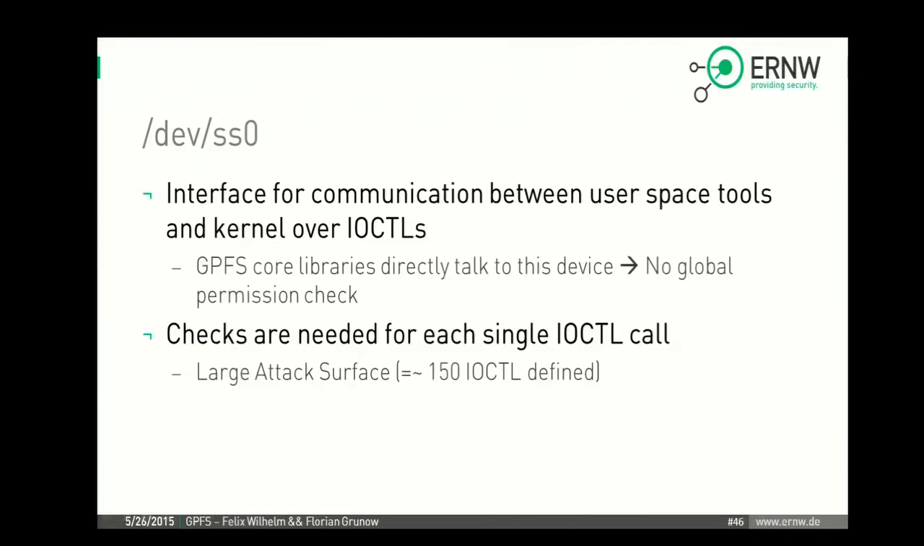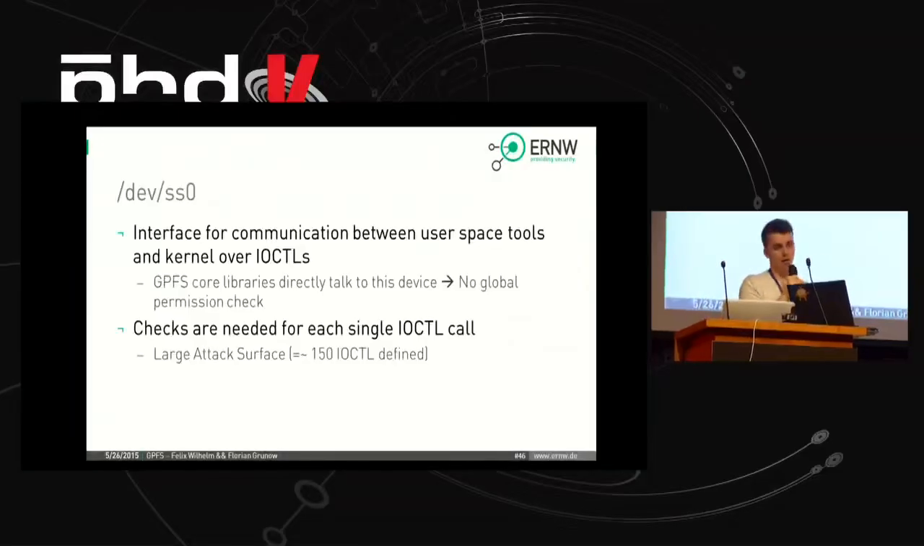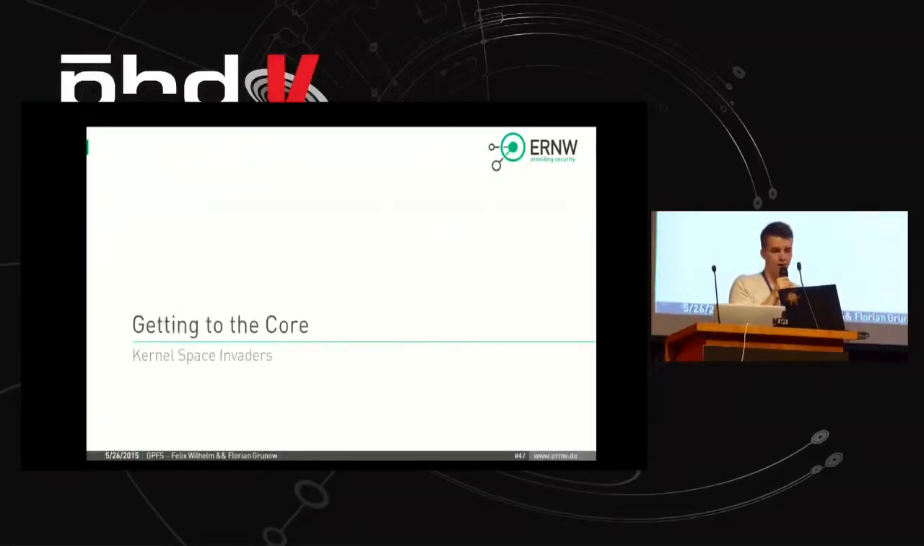Which means all the IOCTL calls actually have to implement their own permission checks. And there are like 150 of these, so this is again a really large attack surface. So we started auditing these kernel modules.